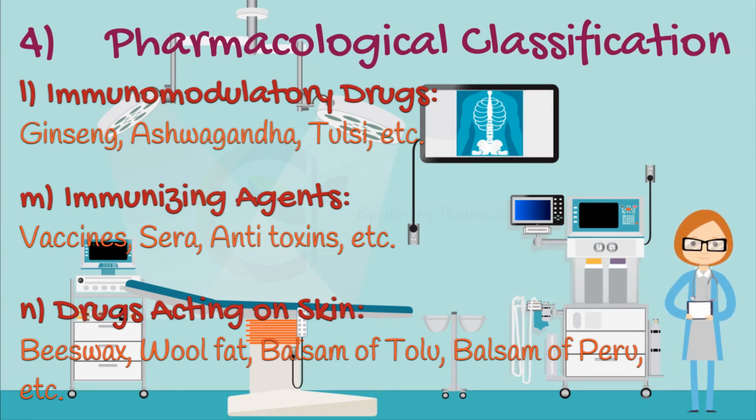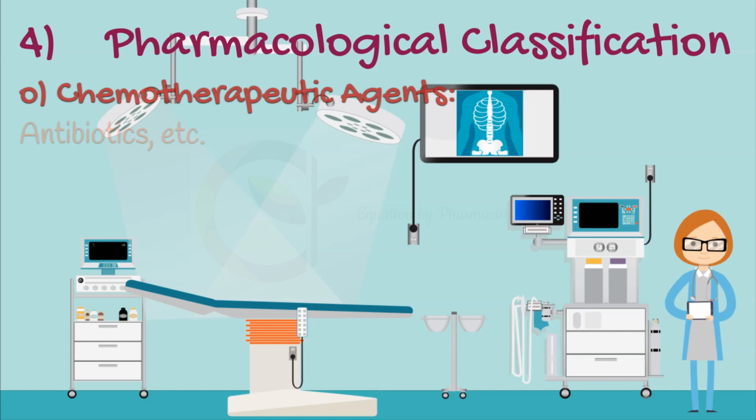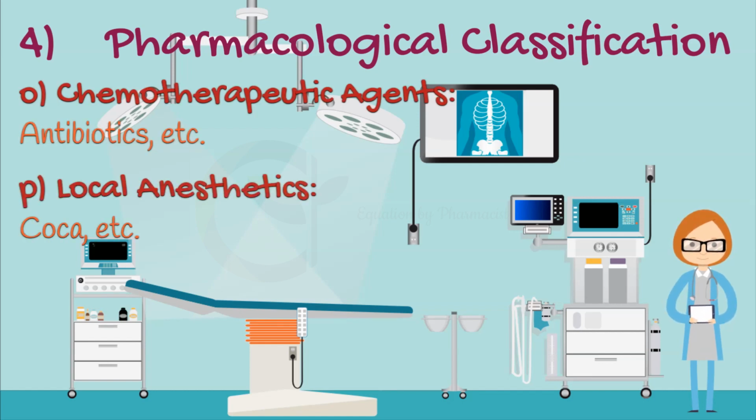14th category consists of drugs acting on skin. For example, beeswax, wool fat, balsam of Tolu, balsam of Peru, etc. 15th category resides chemotherapeutic agents. For example, antibiotics, etc. Last category contains local anesthetics. For example, coca, etc.